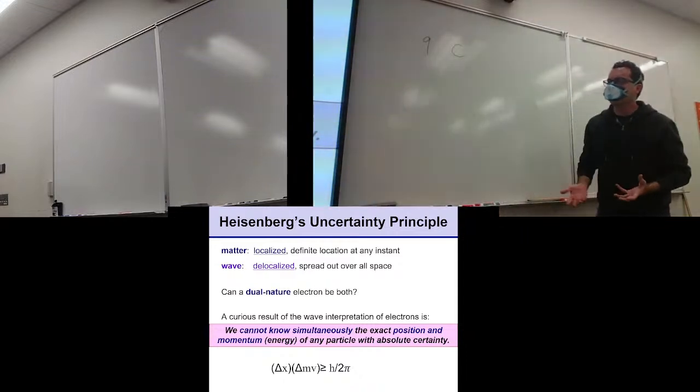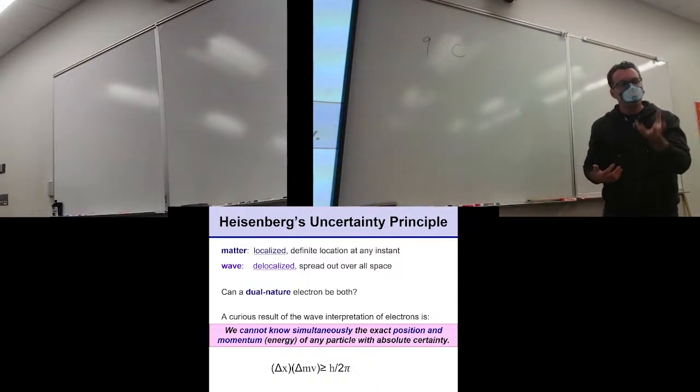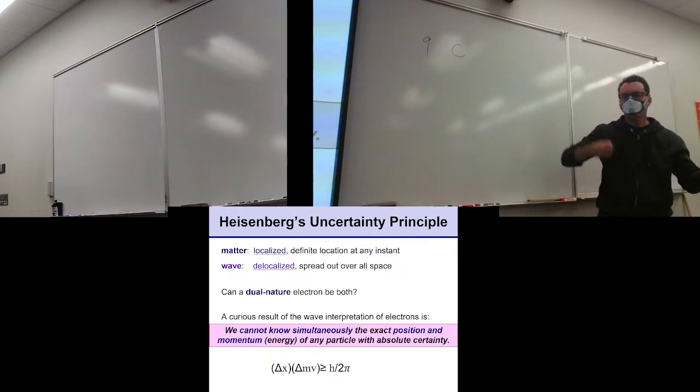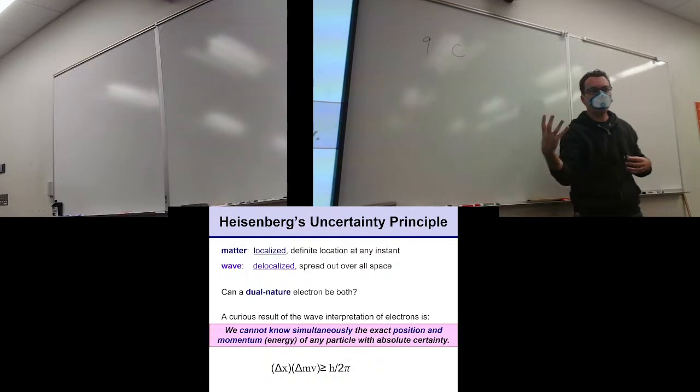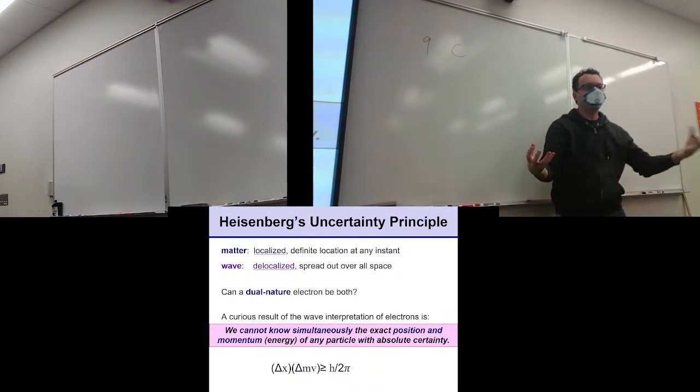So what is the result? You can know the position of an electron really well and then know very little about the energy, or you can know the energy really well and know very little about its position.